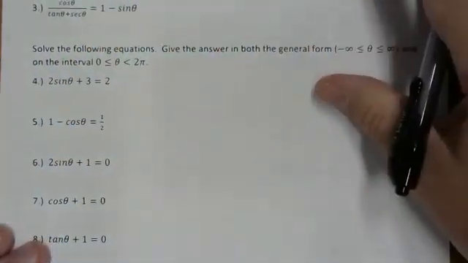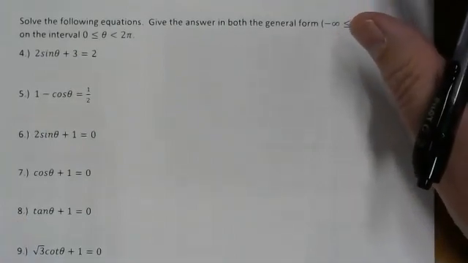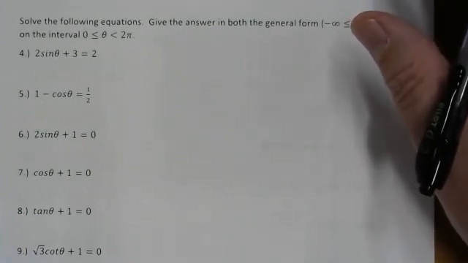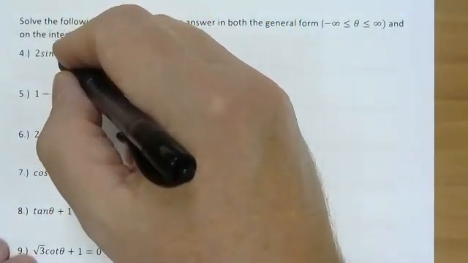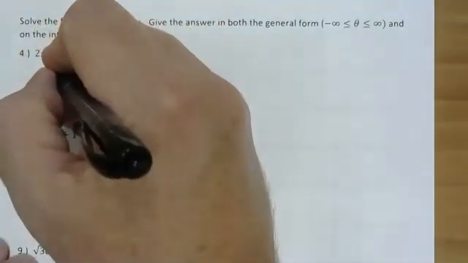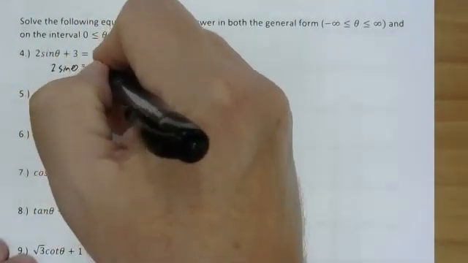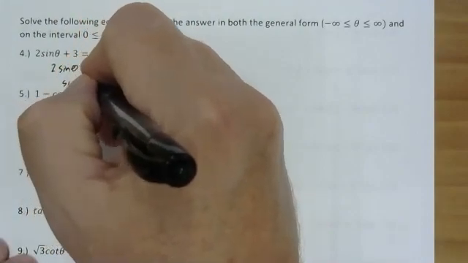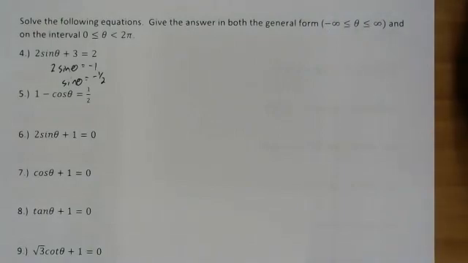So remember, these kinds of problems, I think of them as a two-step problem. First thing is you solve for the trig function. In other words, get the trig function by itself. And then once you do that, you actually solve for the angle. So for this one, if I want to get sine theta by itself, I'm going to subtract 3 from both sides. If I want to get sine by itself, divide both sides by 2. So now I've solved for the trig function.